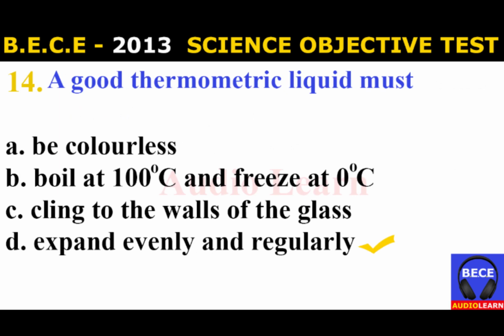Number 14. A good thermometric liquid must A. Be colorless. B. Boil at 100 degrees Celsius and freeze at 0 degrees Celsius. C. Cling to the walls of the glass. D. Expand evenly and regularly. And the answer is D. Expand evenly and regularly. A good thermometric liquid must expand evenly and regularly.